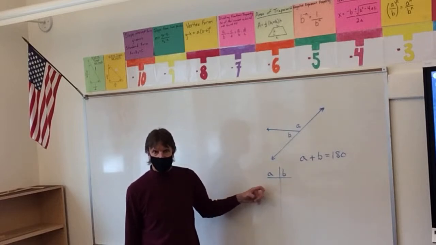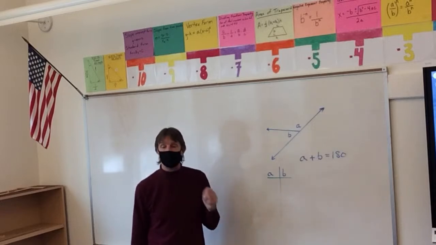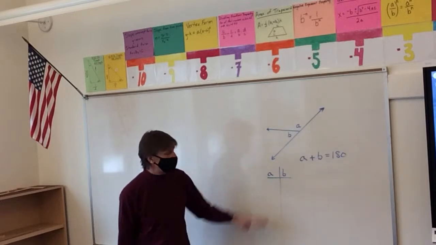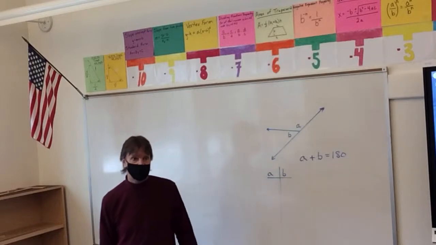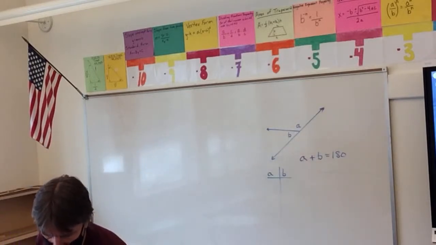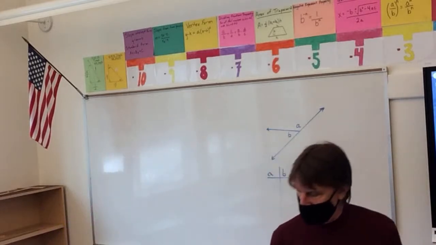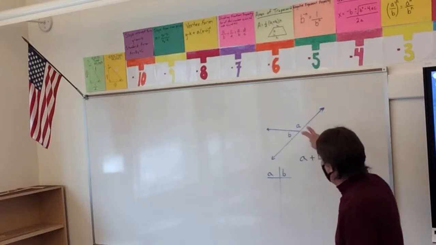So here's what I'd like you to do. I'd like you to write down three combinations of what these angle measures could possibly be. Put that into your T-table. What are two numbers that could add up to 180 that those two angles could have the measure of?